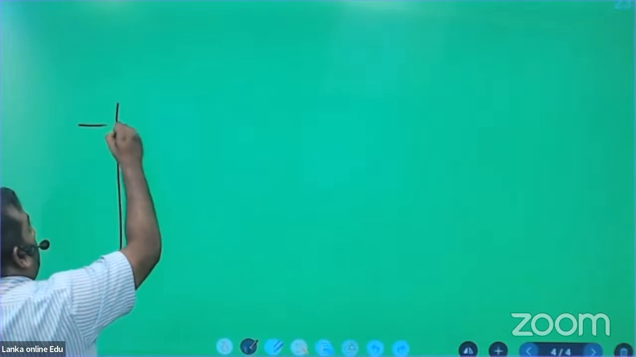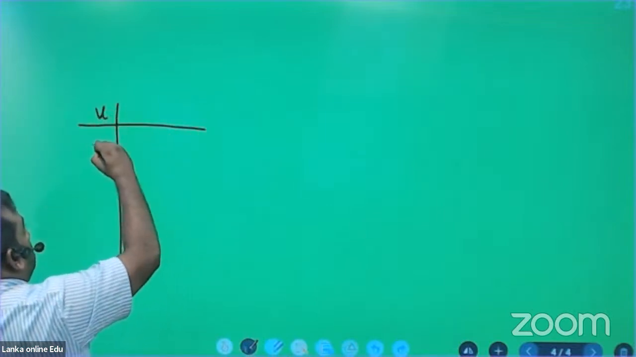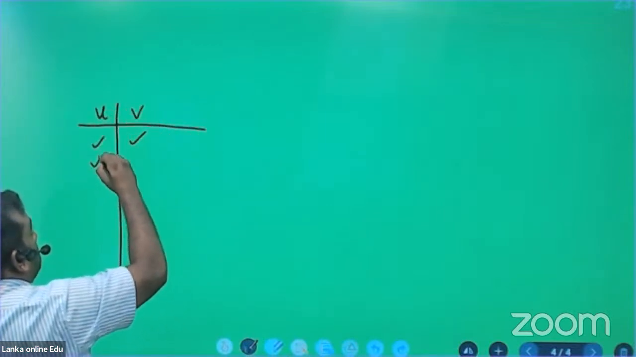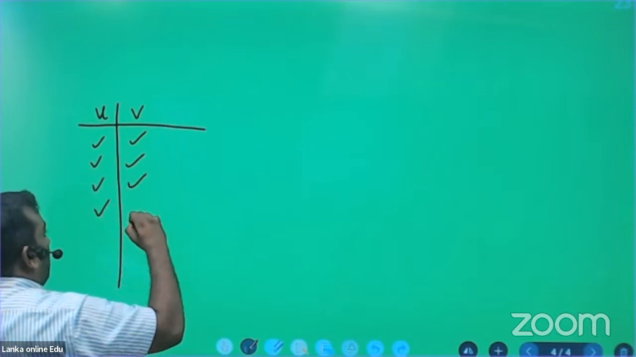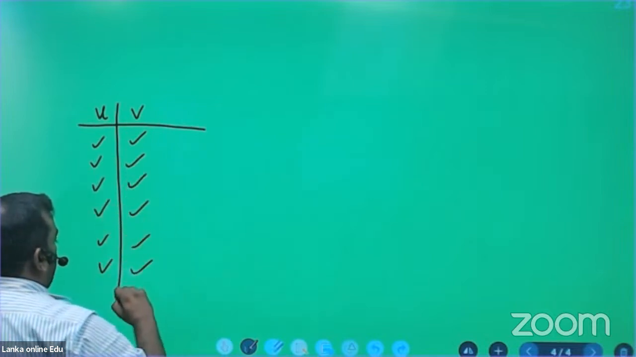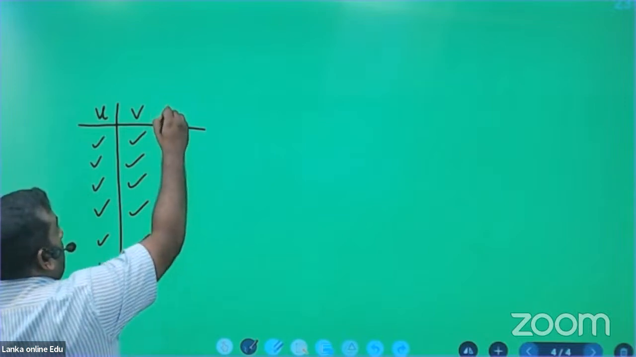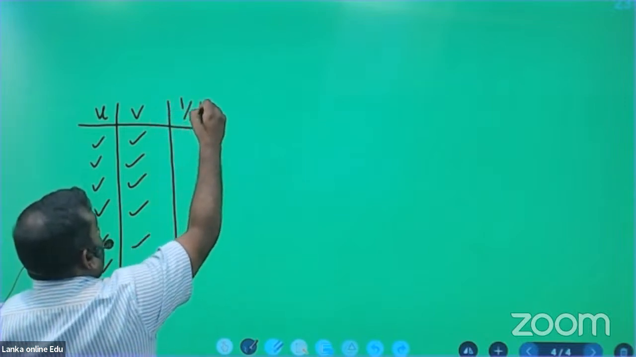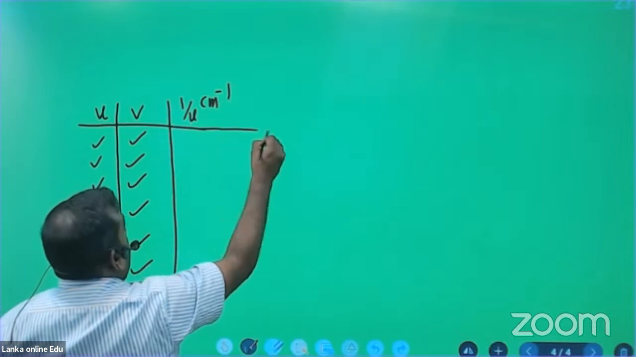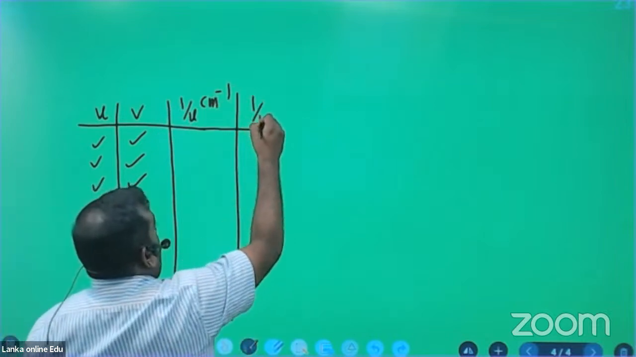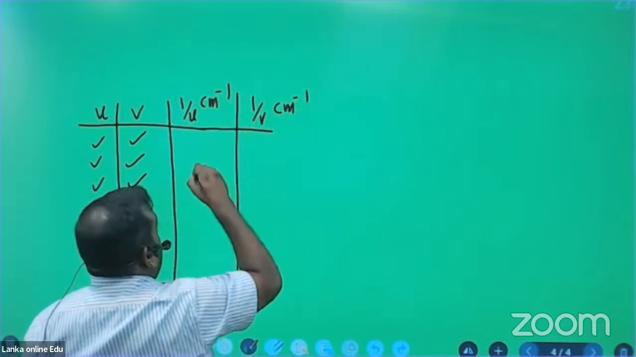So here we go. Object distance, image distance. The higher the number of values, the better, but generally more than 6 values. And what you do is you calculate 1 over U and 1 over V.